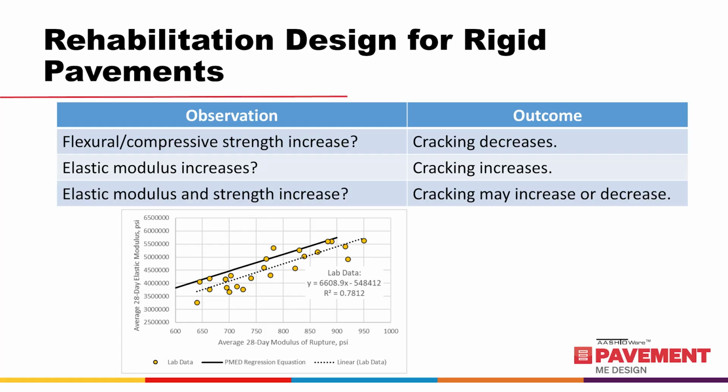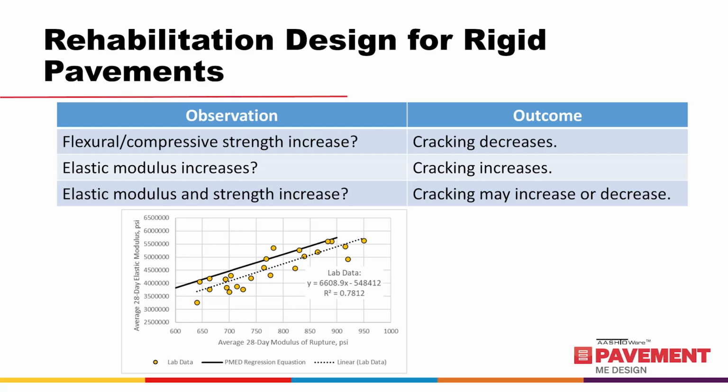Next, what is the impact on cracking if the PCC elastic modulus increases and the strength does not change? As the elastic modulus increases with no change in strength, the stress in the slab increases. Without an increase in PCC strength, the performance will decrease or the amount of cracking and punch-outs will increase. What is the impact on cracking if the elastic modulus and strength of the PCC mixture increase? As the elastic modulus and strength increase, the impact on cracking may increase or decrease. It really depends on how the strength increases relative to the elastic modulus as displayed in the figure.